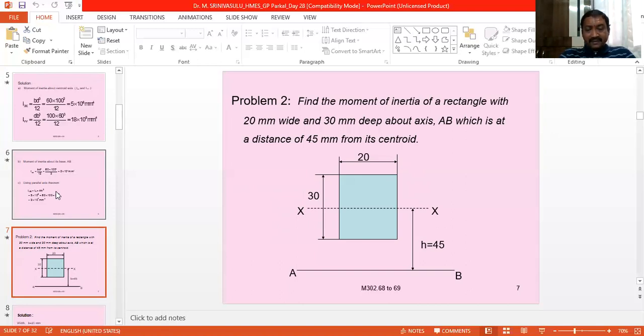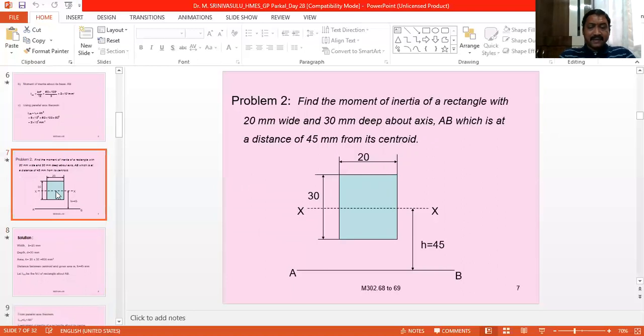So for this very simple problem, firstly we have to find out the moment of inertia about the x-axis, that is the central axis. Then we have to shift that moment of inertia to another parallel axis AB, which is at a distance of 45 millimeters from its central axis. So by this we can do it.